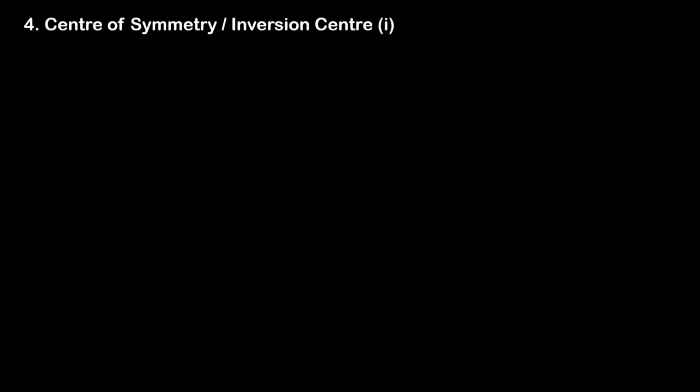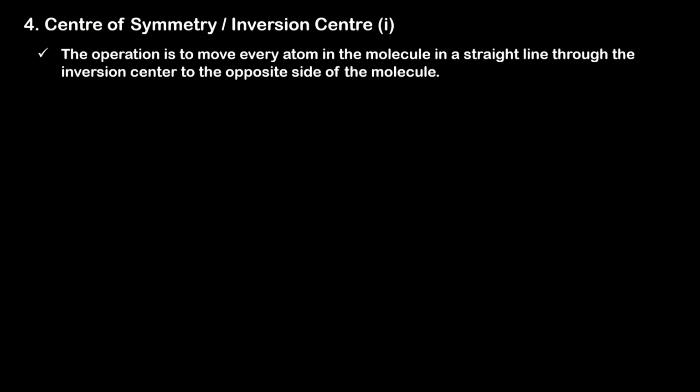Next, that is center of symmetry, or it is known as inversion center i. The operation is to move every atom in the molecule in a straight line through the inversion center to the opposite side of the molecule. Here we are taking the example of the ethene molecule. This is the center of the molecule. If we draw a line between two hydrogen atoms, we get the same distance from center to upper hydrogen and center to lower hydrogen. This same distance we can also get by drawing a line between two hydrogen atoms and two carbon atoms.